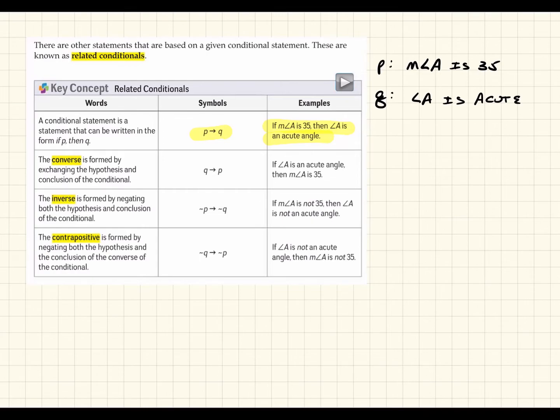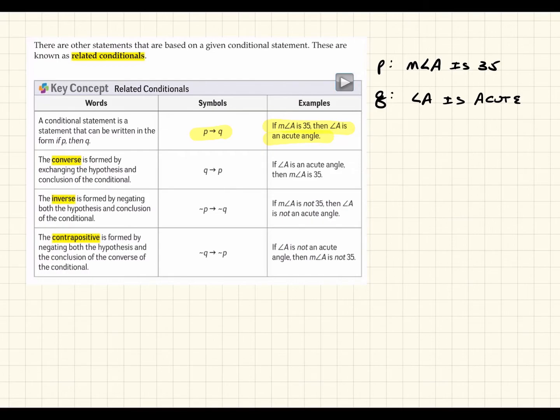And that is true, because we know that acute angles are angles that are less than 90 degrees and greater than 0 degrees. So that makes angle A acute. If the measure of angle A is 35, then angle A is considered an acute angle. Makes perfect sense.